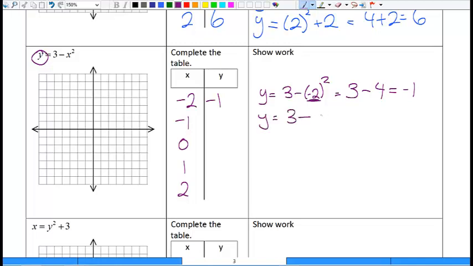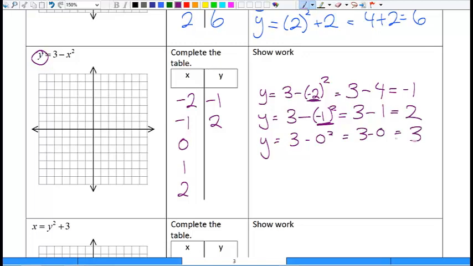3 minus, because there's a minus in the formula, parentheses -1 squared. Now, -1 times itself, because exponents come first in PEMDAS before subtraction. So I do -1 squared, which is +1. Now, minus still stays because we haven't done that minus out here. 3 minus 1 is 2. 3 minus 0 squared is 3.